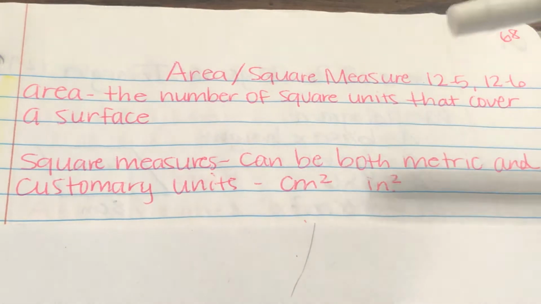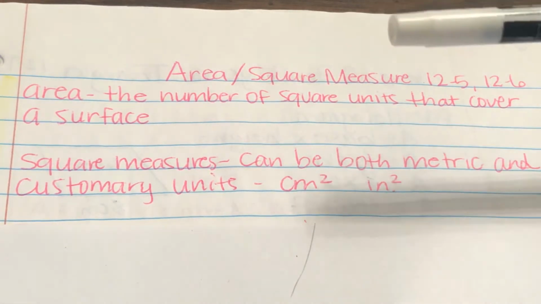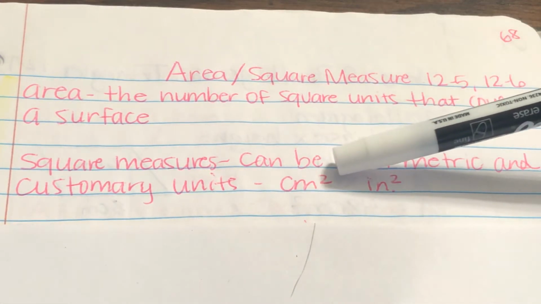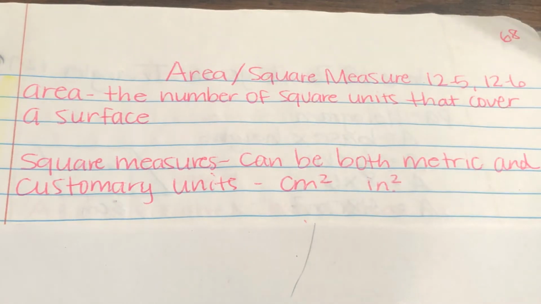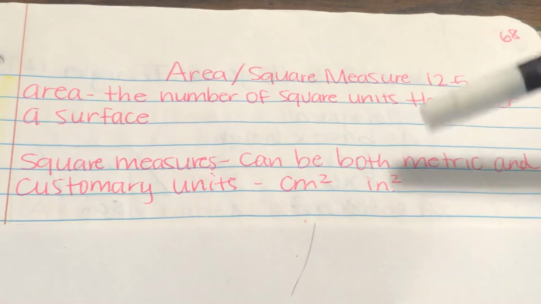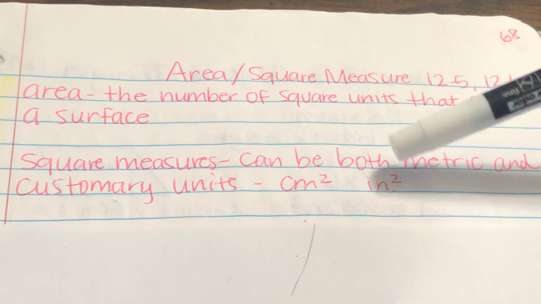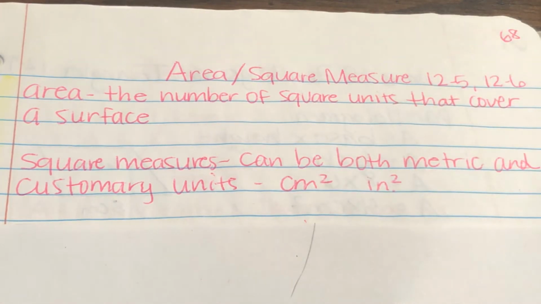But when we talk about area, it's always squared. Every single time you have a label, it's squared. Centimeters squared, inches squared, feet squared, meters squared. When we talk about area, we always have to have the squared symbol or the word squared. When we label area, area is always squared.